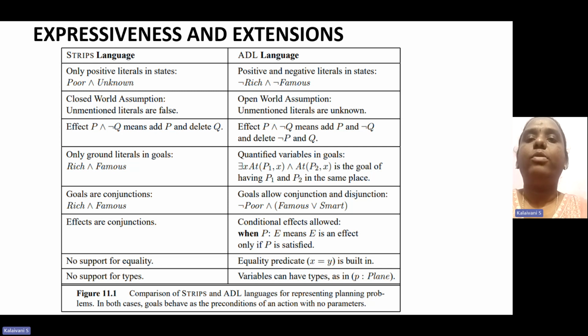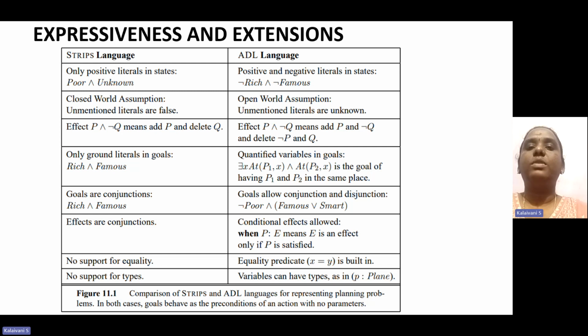And then the second point is that Strips language allows the closed world assumption, which means if we don't specify any literals or values for that particular literal, by default it will be taken as false. So that is the closed world assumption. Whereas open world assumption means if any literal is missing or not known, it will be kept as unknown only. So that is what is given, and this is another major difference between Strips and ADL language.